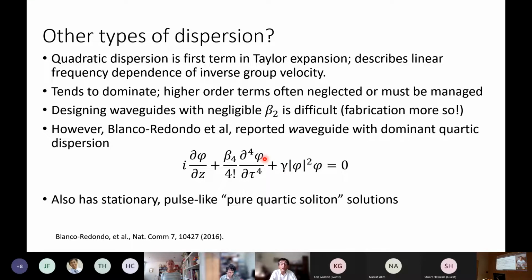And the nonlinear Schrödinger equation I showed you before is then replaced by this equation here, which has a fourth derivative, which is consistent with the fourth order dispersion. This waveguide that Andrea used was designed for a totally different purpose, but it happened to have this property. And Andrea, of course, to her infinite credit, recognized this was an important issue.